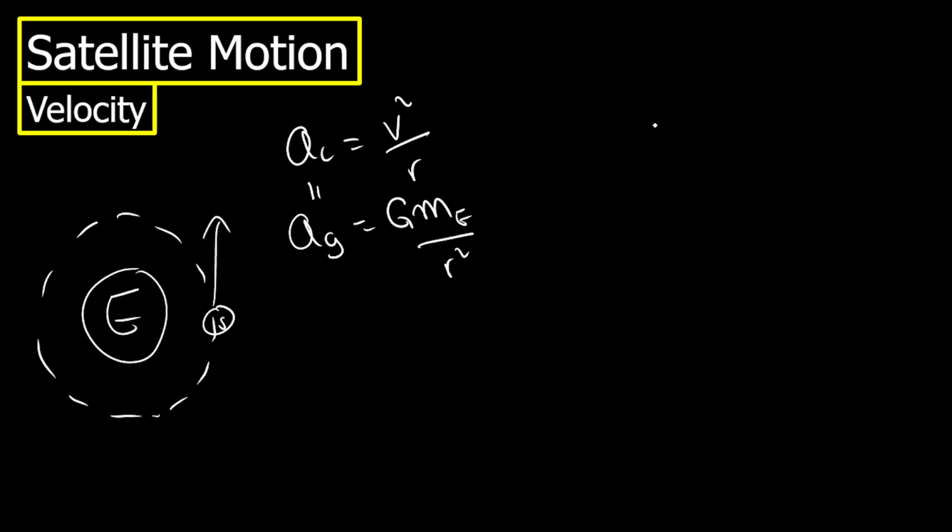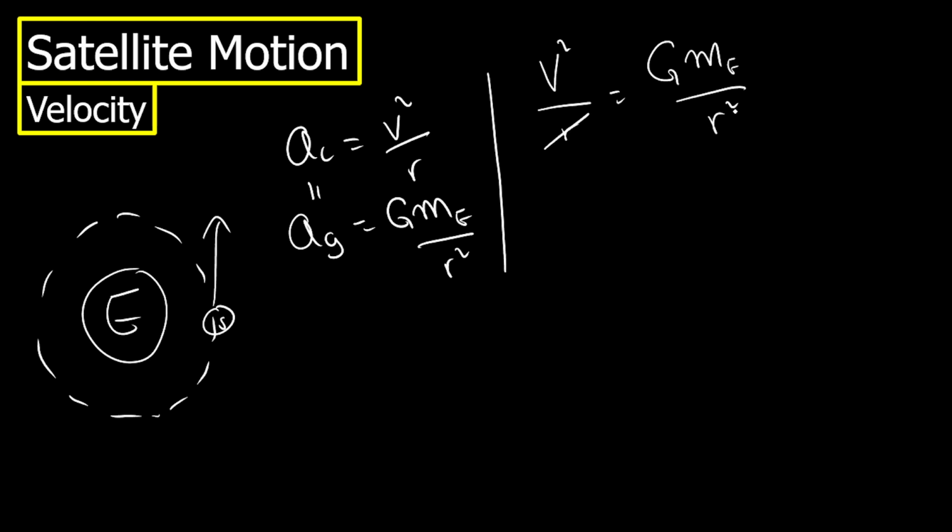If we equate them both, we get v squared over r equals G Me over r squared. Cancel out the r, take the square root of both sides, and we get v equals the square root of G, the mass of the earth, over r. That's the velocity of that satellite as it orbits the earth or whatever planet it may be orbiting. The last part is to derive an equation for the period of that satellite.